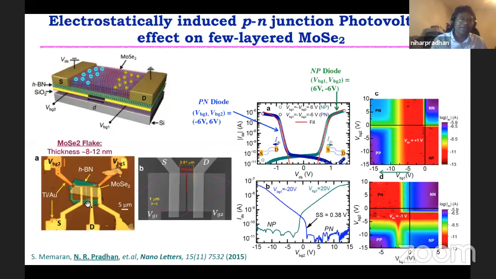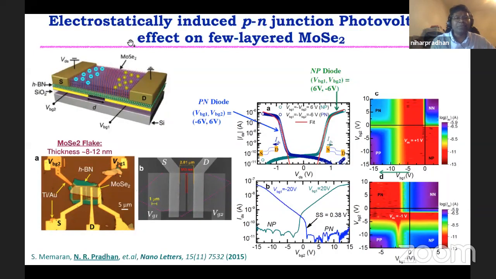So this is how the actual device looks like. It is around 10 to 12 atomic layers thick MoS2. You can see that it looks transparent. If we put that on a glass slide, it is a completely transparent material, even 20 atomic layers of MoS2. And you can see that this is the SEM image.